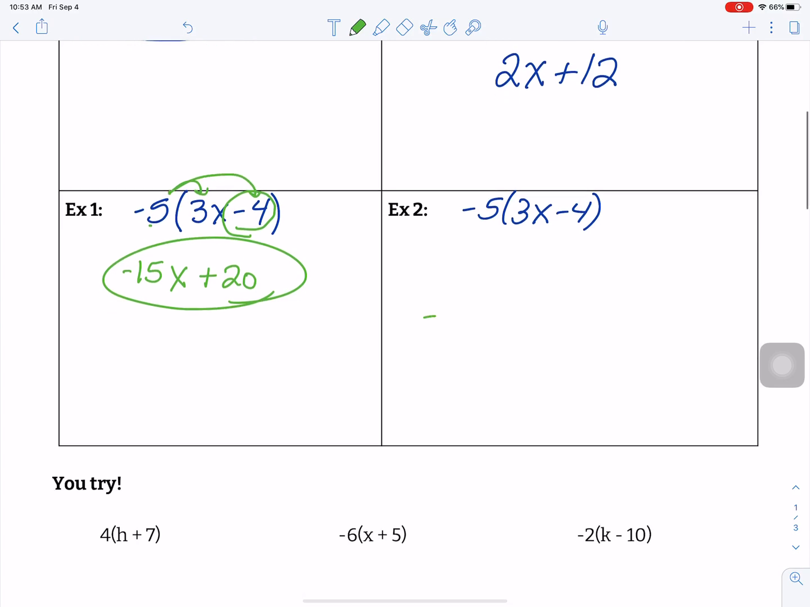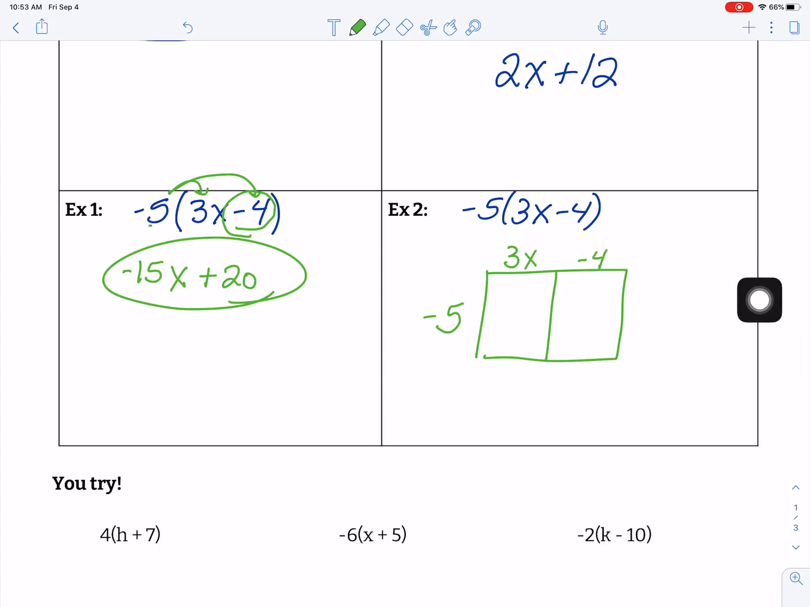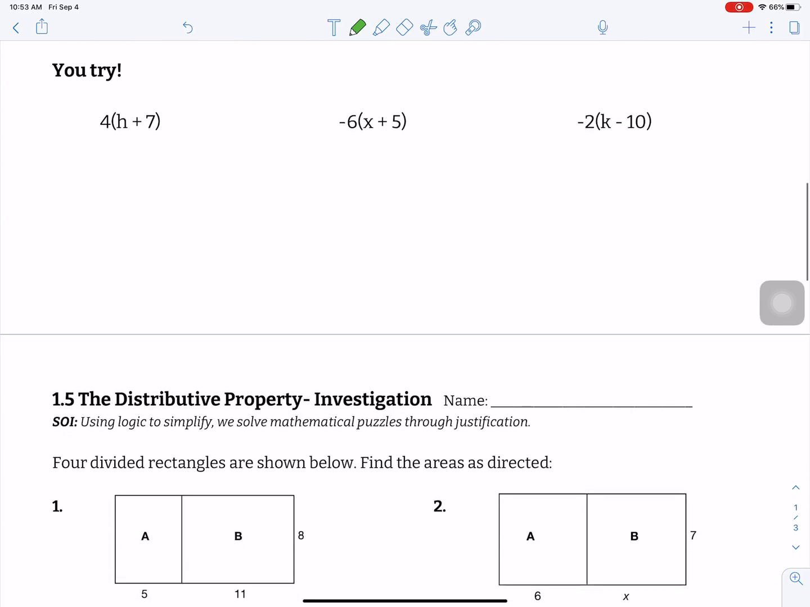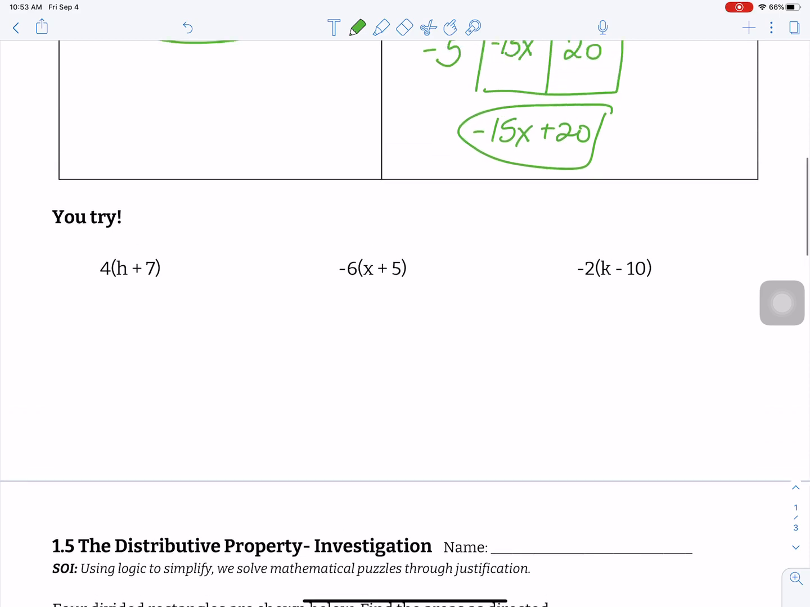On this one, I'm going to put the -5 out front. And there's 2 terms on the inside, so I'm making 2 boxes, 3x and a -4. So on this one, sometimes it's just helpful because we're able to put that negative out, and it's easier to see. -5 times 3 is -15, and there's 1x. -5 times -4 is 20. A little bit more work, but if it's easier for you to understand, that's what's most important. And so this one here, pick the method that you like, and you're just trying those out.